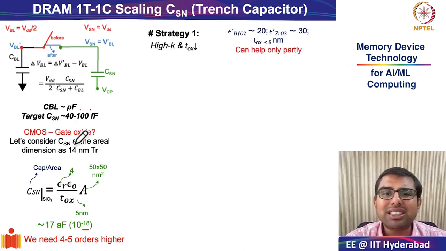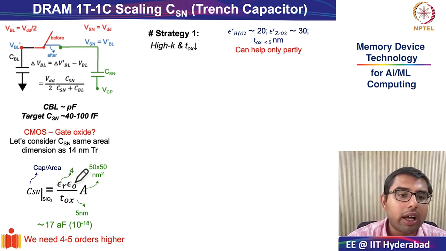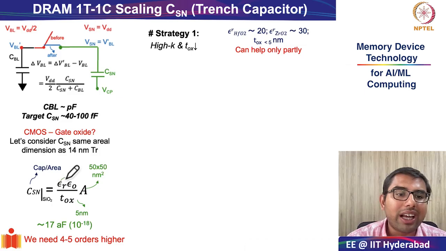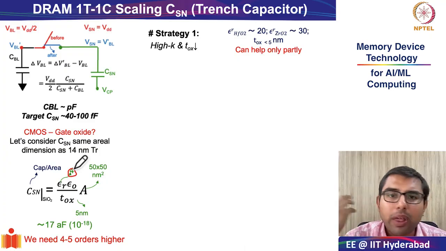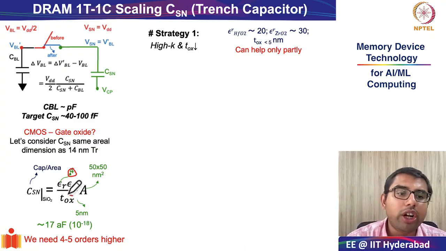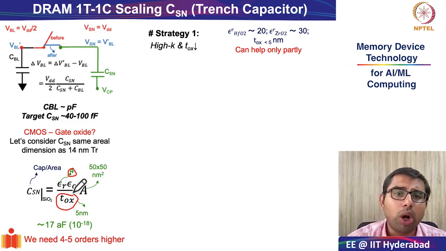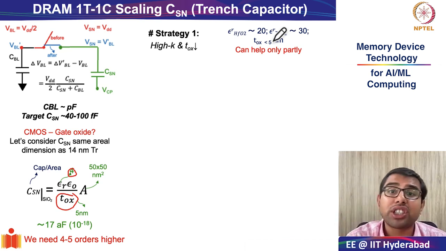So what is the solution? One strategy is very simple. Let's look at this equation very carefully. Either you try to increase your epsilon R, because epsilon 0 is the permittivity of free space, that's a constant. Either you increase epsilon R from SiO2 to TiO2, zirconium, hafnium and other high K dielectrics, and you reduce Tox also from 5 nanometer to 2 nanometer or whatever it is. This will have its own set of problems. Remember, if you reduce Tox too little, it may so happen that your gate leakage starts increasing, and that will affect your refresh rate also.